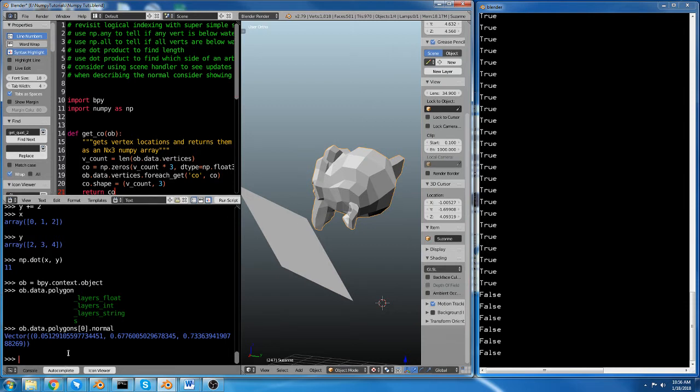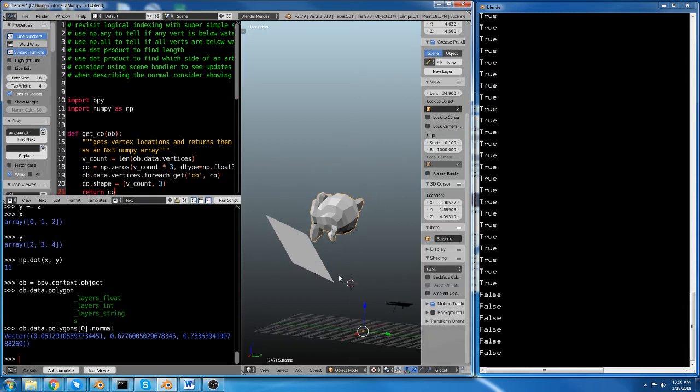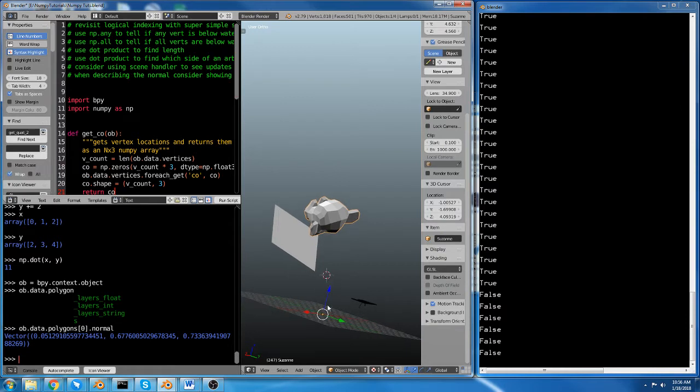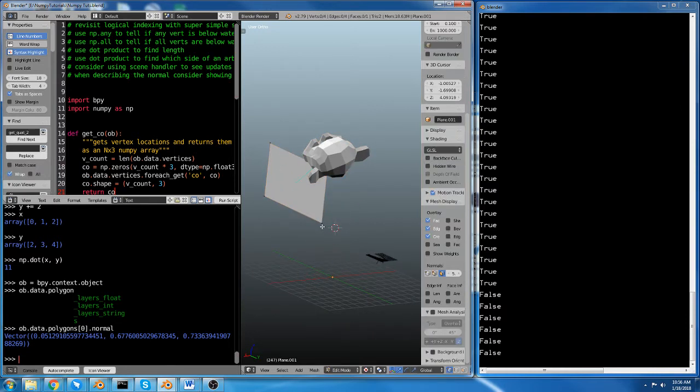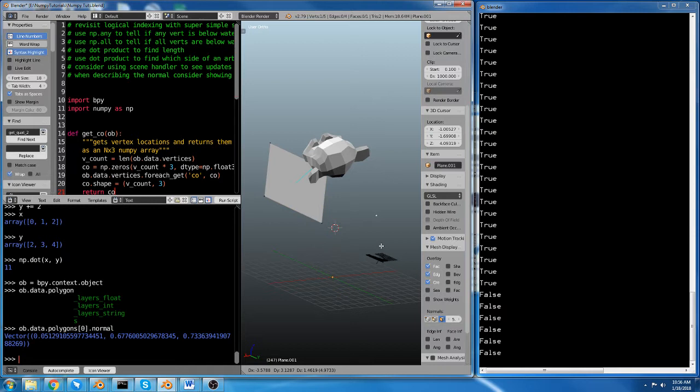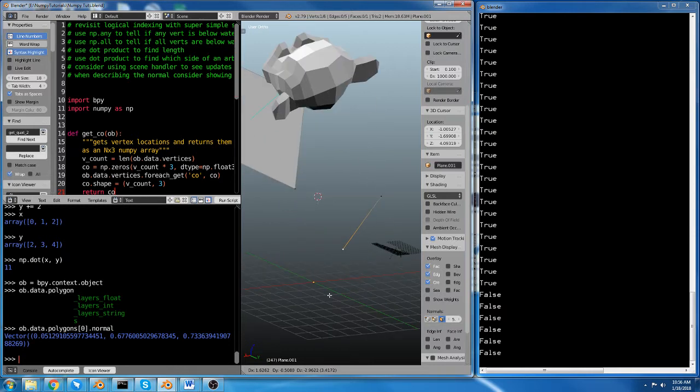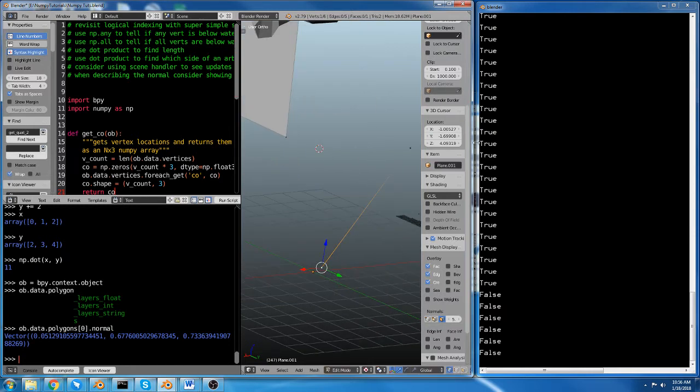So let me tell you essentially what the dot product is really useful for. The first thing it's useful for is to give you the length of something. So I'm going to have a vector here, and I'm going to show you what this vector looks like.